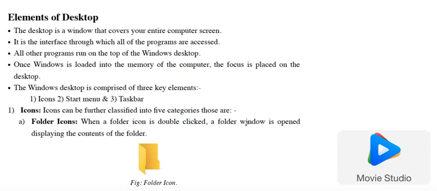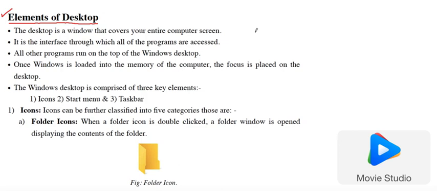In this session, we will understand the concept of elements of desktop. In the last session, we saw the concept of a desktop that has already been covered. So now we will see what the elements of desktop are. Last time we already discussed that the desktop is the main screen area where a user works. So the desktop is a window that covers your entire computer screen.